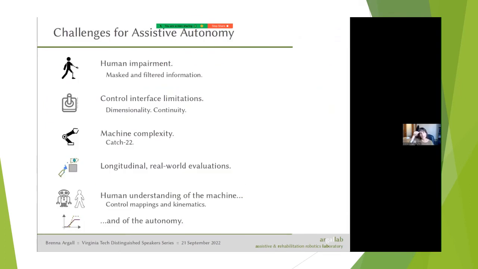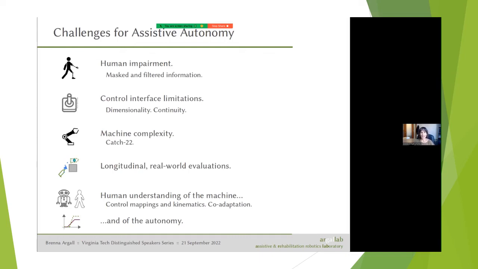Okay, so I just wanted to tack onto this list co-adaptation. Of course, if you are changing the autonomy over time because you're trying to adapt the human, then of course now the human needs to learn something new. And so this co-evolution of autonomy and human learning is a challenge as well for assistive autonomy. Okay, so that's about it for this list.